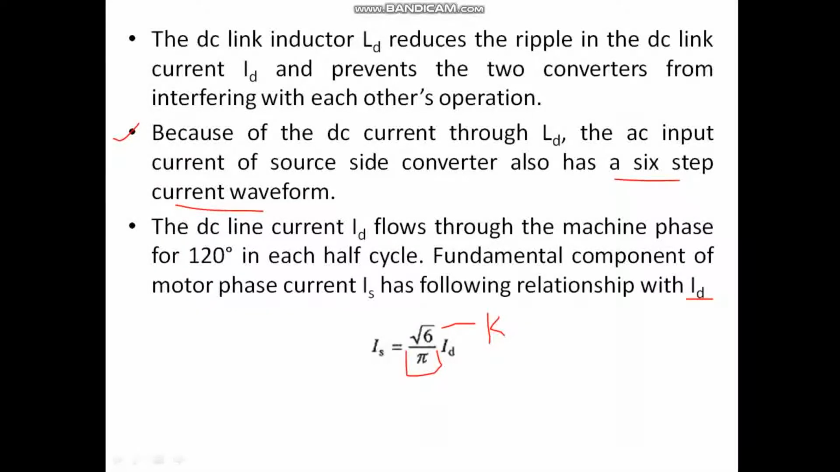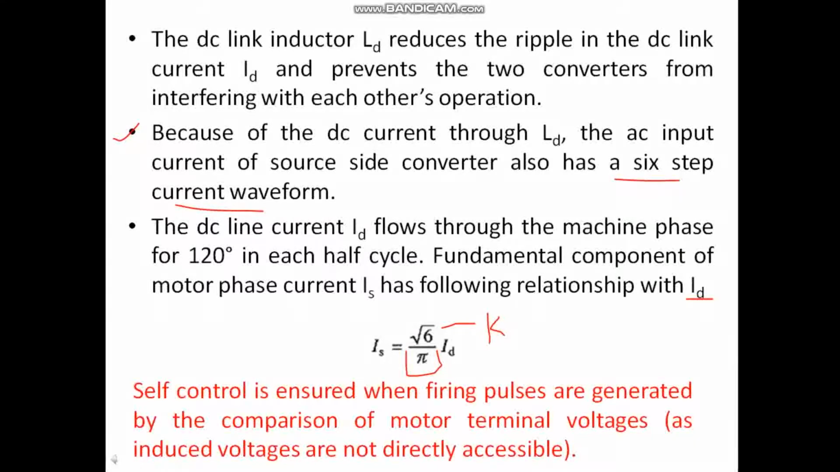So for the machine operation in self-controlled mode, the rotating field speed should be the same as the rotor speed. The rotating field which is present in the air gap between stator and rotor must be the same as the rotor speed.